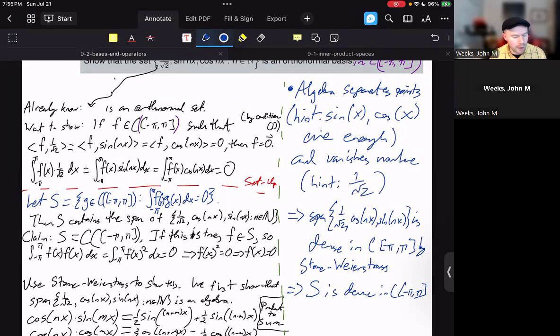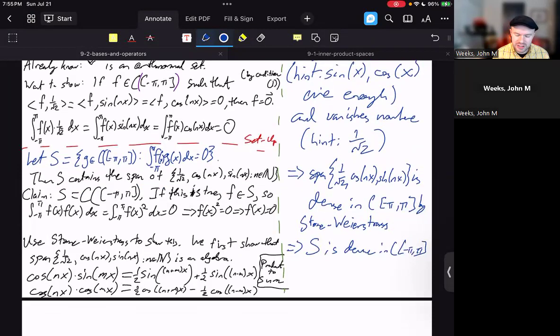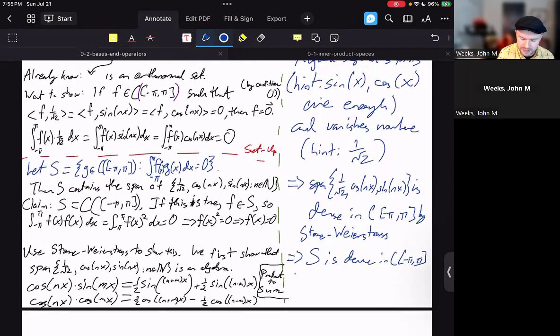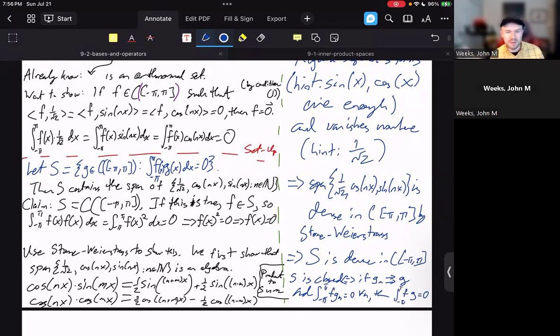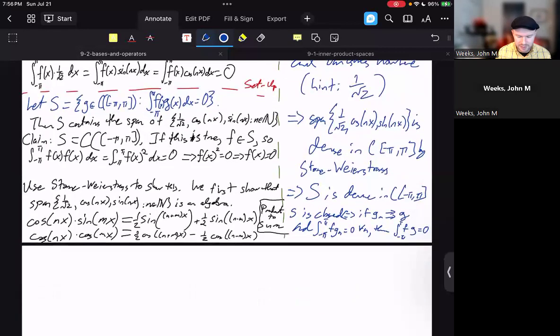Well, S is dense. How do I get that S is equal? I just need to show that S is closed. S is closed would imply that if g sub n converges uniformly to a function g, and the integral from negative pi to pi of f times g sub n is equal to 0 for all n, then the integral of f times g, negative pi to pi, is equal to 0. That's what it would mean for this to be closed, g sub n being a sequence of elements inside of S that limit to the function g. And this is definitely true. We can check that out ourselves.